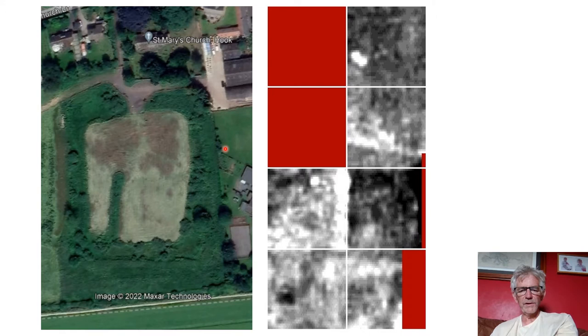There it is in this gray scale. So you can see it's all kind of variations on gray. The darker are the areas where it's low resistance, so the ground's a bit damper. And the light color, the white, is where it's high resistance, where the ground is drier.